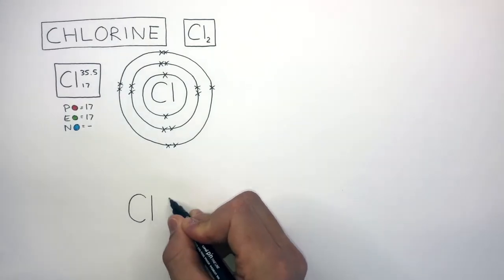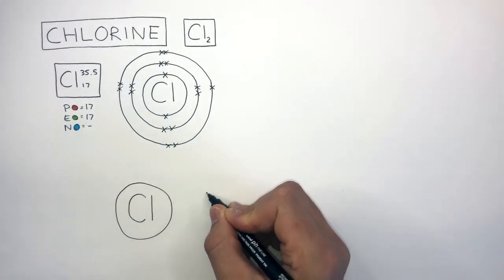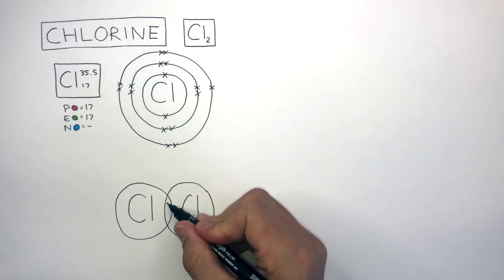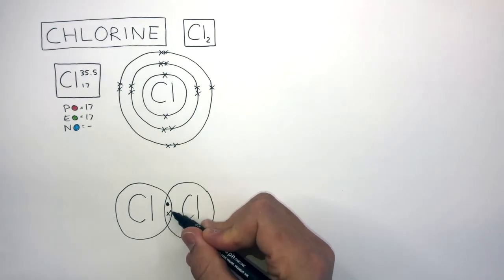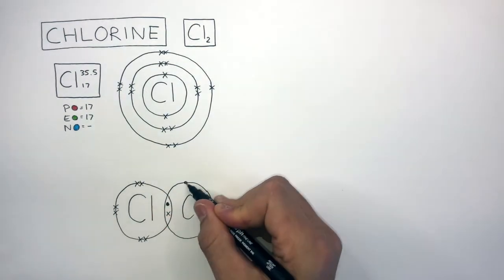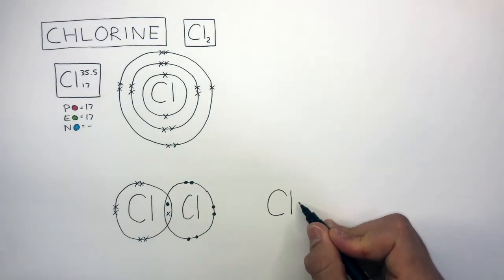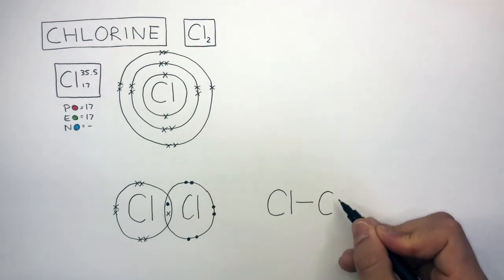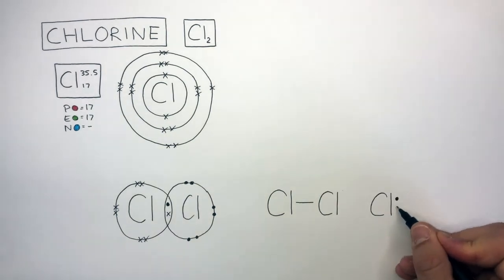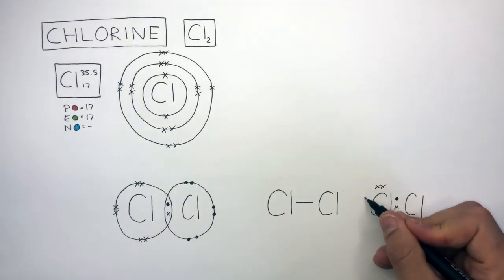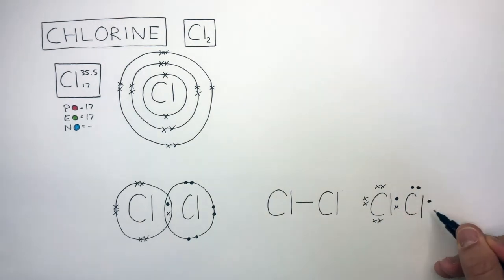Each chlorine atom needs one more electron to complete its outer shell, so there will be a single covalent bond where there will be one pair of electrons being shared. This structural formula shows a single covalent bond between 2 chlorine atoms, and then you can see the bonded electrons and the outer electrons in this simplified dot and cross diagram.